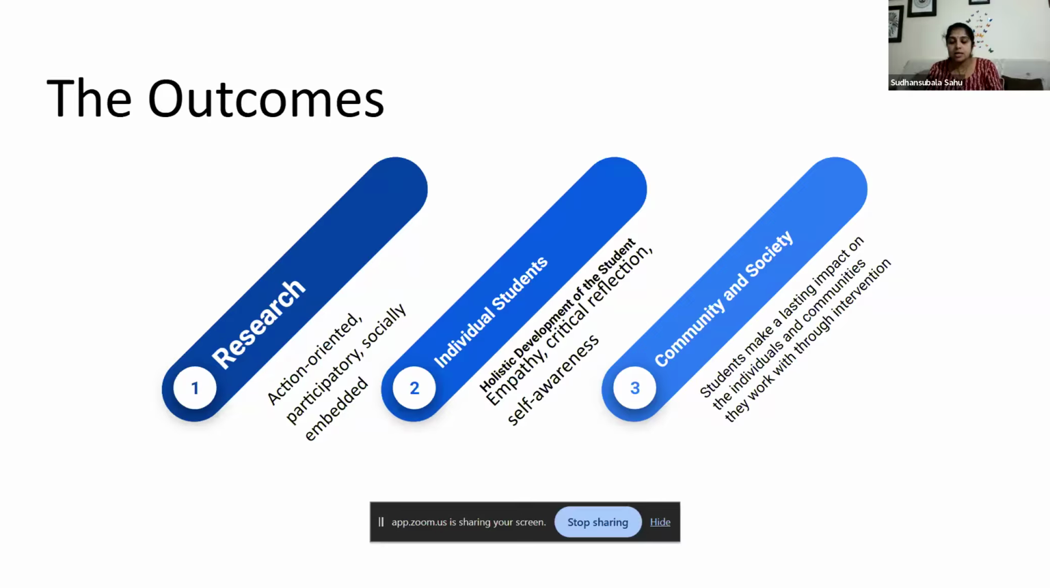And this kind of research is also very socially embedded, and it becomes very meaningful to the students and to the society, both to the student and the society. And next is at the individual students level.